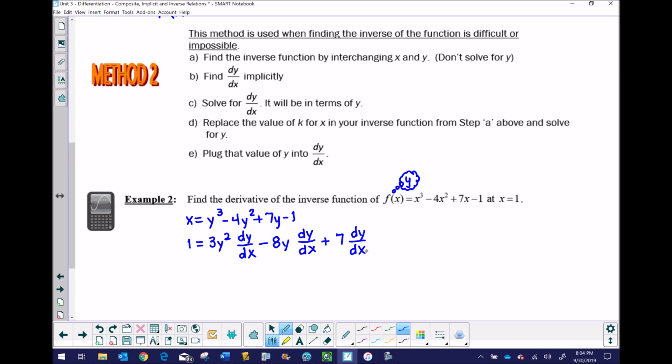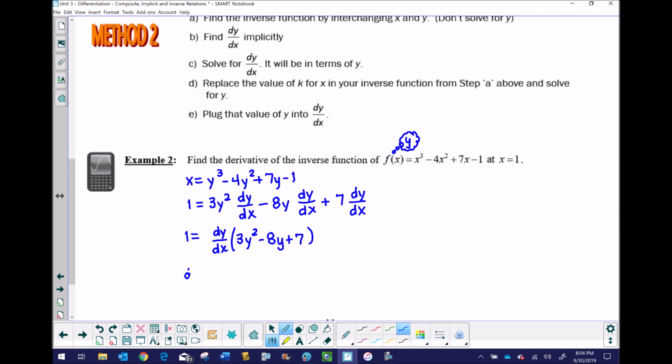Now, we're going to continue by solving this equation for dy dx. And that requires a couple of steps. The first step is to factor out a dy over dx, which is going to produce 3y squared minus 8y plus 7. And then by the time you divide both sides by that mess that's attached to your dy dx, you have everything that you need. You have 1 divided by 3y squared minus 8y plus 7. Kind of fix that fraction a little bit.